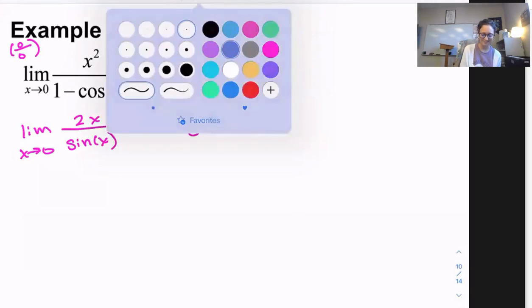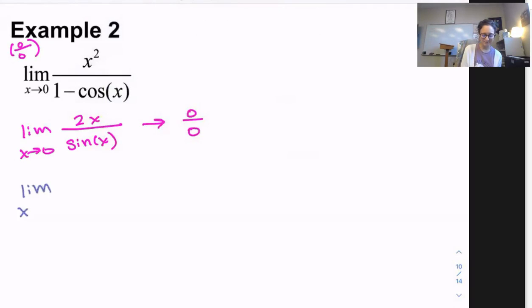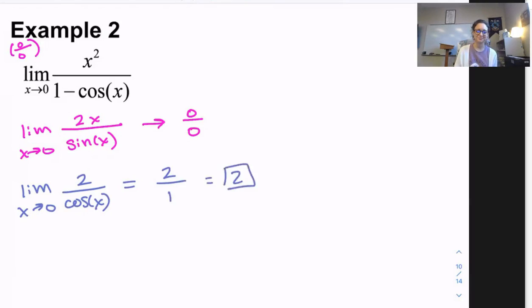Okay, so round 2, I've got limit as x approaches 0. So apply L'Hopital's rule again. Derivative of the numerator is 2. Derivative of the denominator is cosine of x. So now, plugging in 0, I just have 2 in the numerator. Cosine of 0 is 1. So final answer is 2.